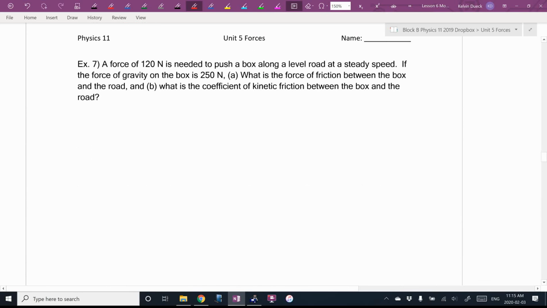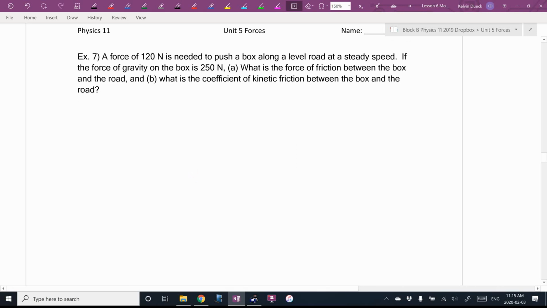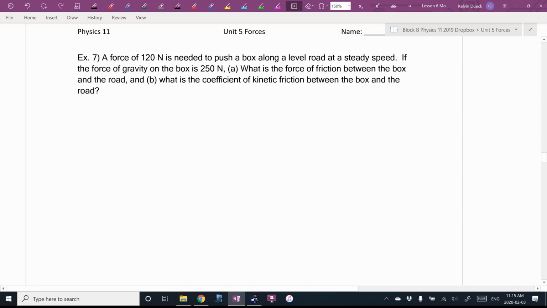Example 7. A force of 120 newtons is needed to push a box along a level road at a steady speed. If the force of gravity on the box is 250 newtons, A, what's the force of friction between the box and the road? And B, what's the coefficient of kinetic friction between the box and the road? What's A asking me to find? The force of friction? Okay.